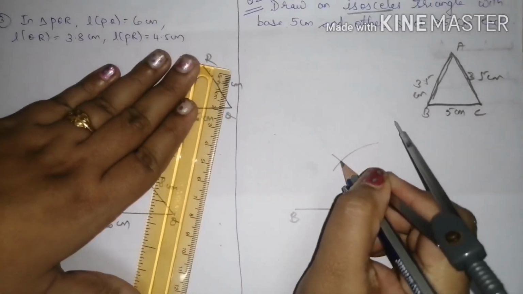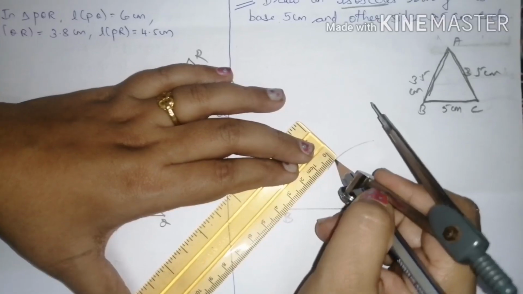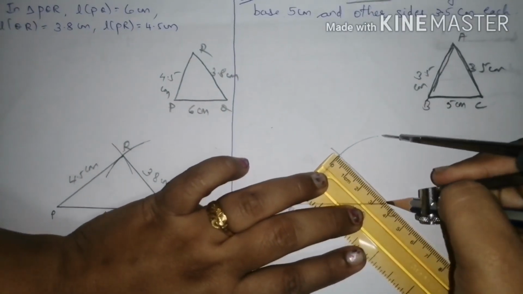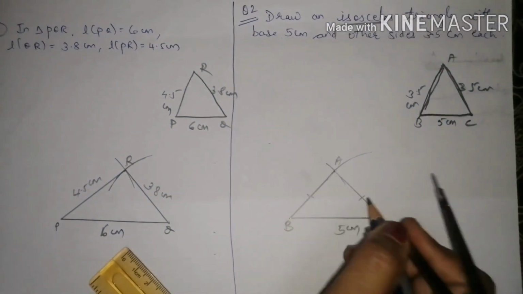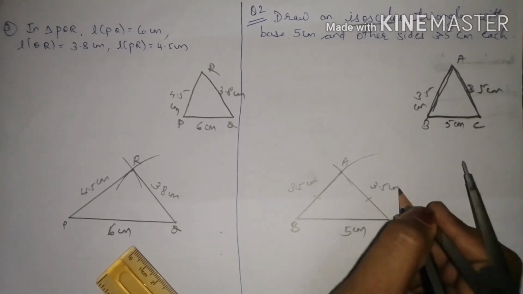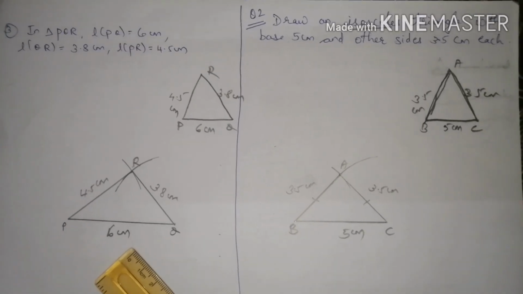Join this to get the sides. So this is your isosceles triangle ready. These two sides are the same, that is 3.5 centimeter, 3.5 centimeter, and the base was BC, that is 5 centimeter. So we have seen till here.